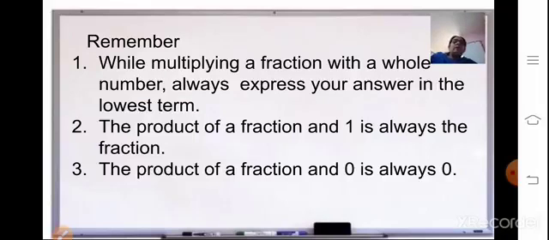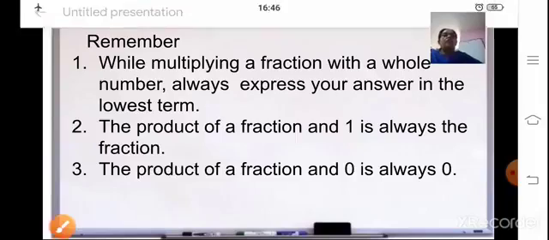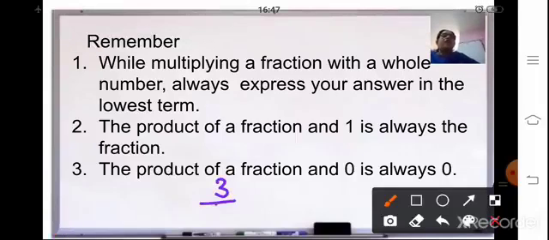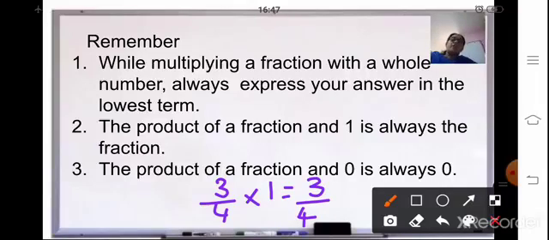Now always remember that while multiplying a fraction with a whole number, always express your answer in the lowest term, and keep this in mind that the product of a fraction and 1 is always the fraction. Now suppose if I say 3 upon 4 multiplied by 1, my answer will be the fraction itself, that is 3 ones are 3 upon 4, that is, the product will be the fraction itself.